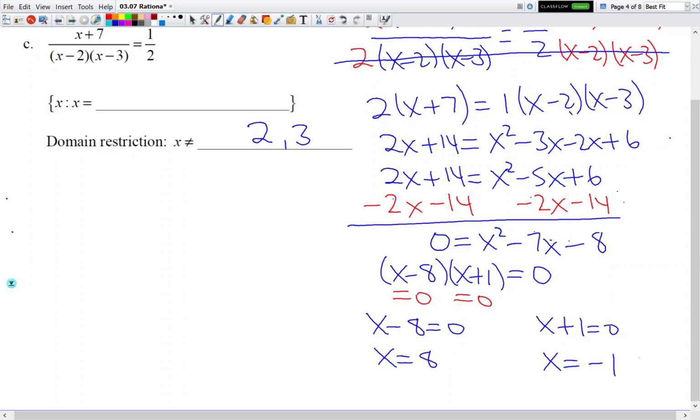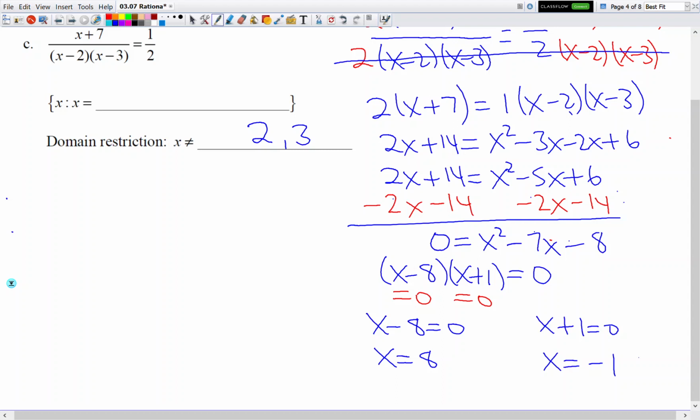Okay, so we're going to trust that we did all the math correctly. I hope I didn't make any mistakes. Let me just check real fast. 2x plus 14, x squared minus 3x minus 2x plus 6, minus 5x positive 6, minus 2, minus 7. Yeah, looks good. Pretty sure I didn't make a mistake. So looks good to go.